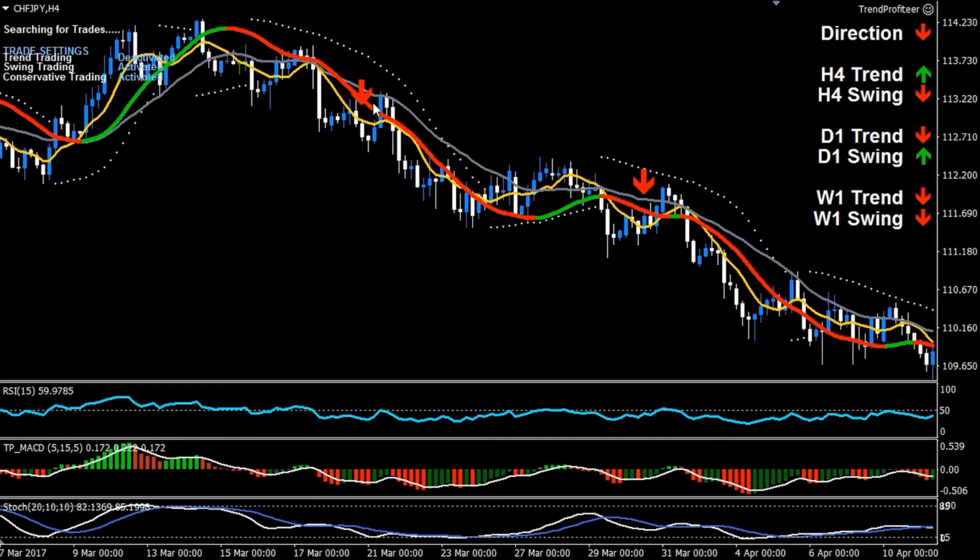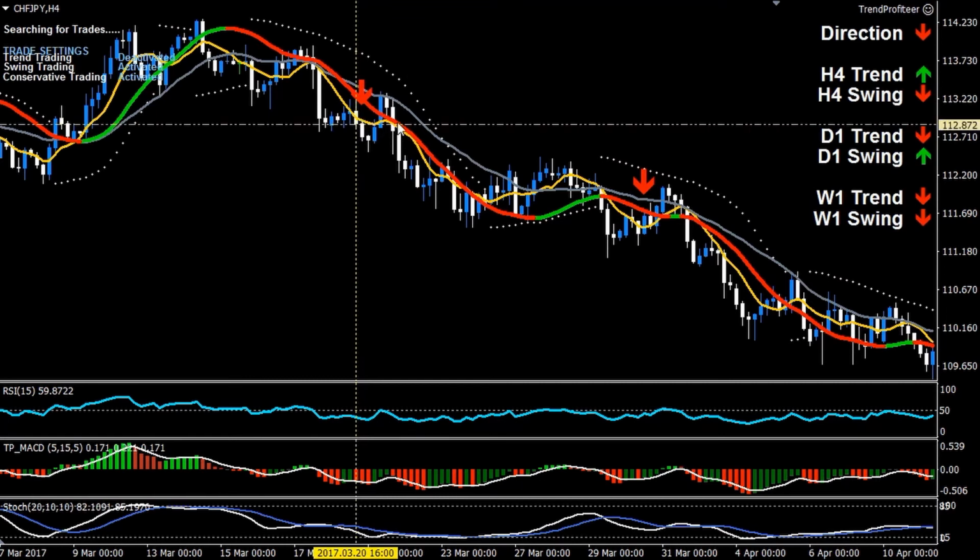The trend follower must be red. Actually, I just put my markers here on the example that I want to show you, which is this one here. The bar prior to the Trend Profiteer sell arrow being displayed on the new bar. So in this case, we have an overall trend direction of down.